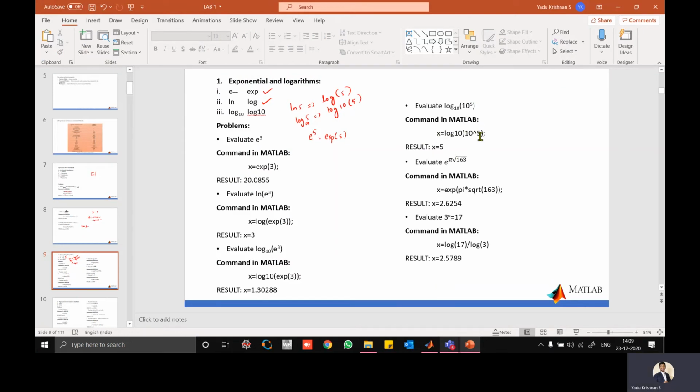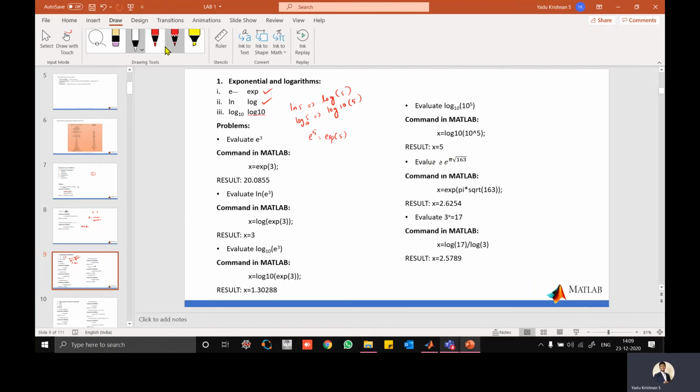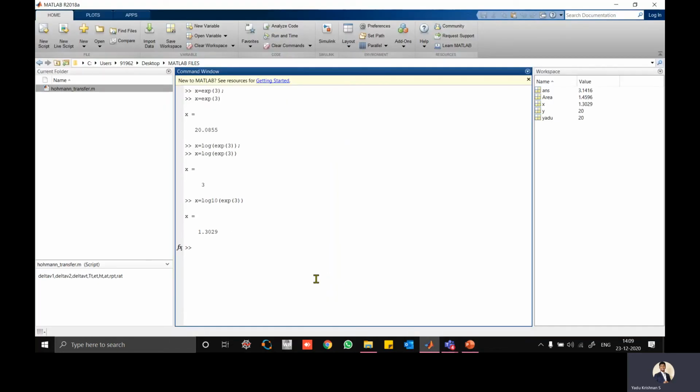So here, 10 raised to 5. Okay, these problems you can all do. Right? Look at this one. This particular problem: e raised to pi into root 163. So e raised to pi into root 163. I'll take this one, go here and write.